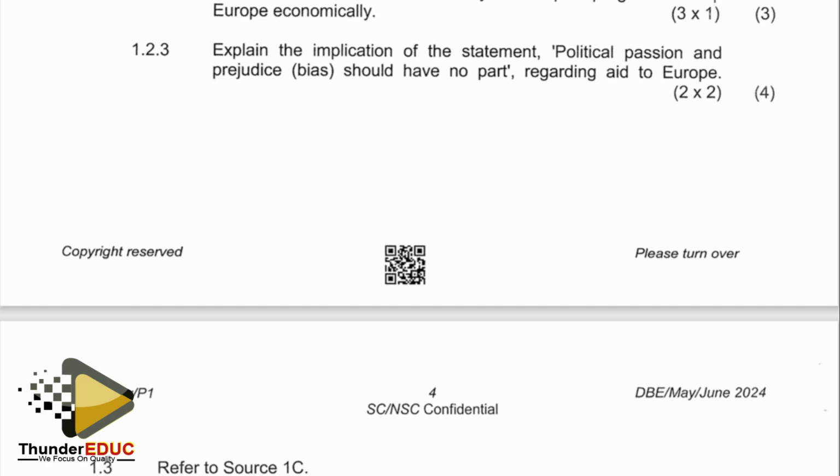Right. What that statement means, from the historical perspective, is that aid was supposed to be directed to wherever it was needed.